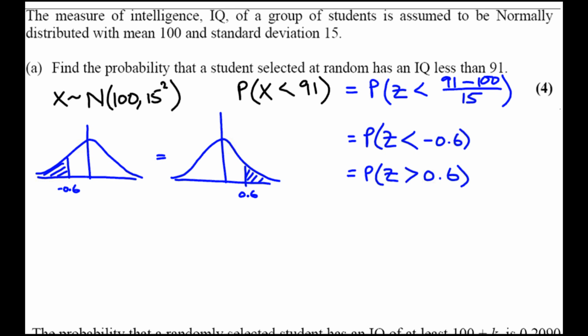All right, still not table ready. I know I'm going to do a 1 minus on this. 1 minus the probability that Z is less than 0.6. So we're talking about this red area over here. 1 minus that area should give me my answer. And I can find that red area in my tables.